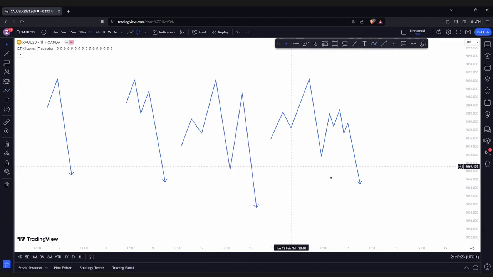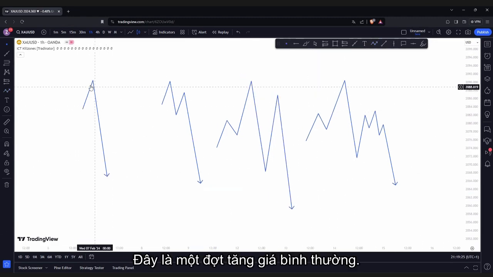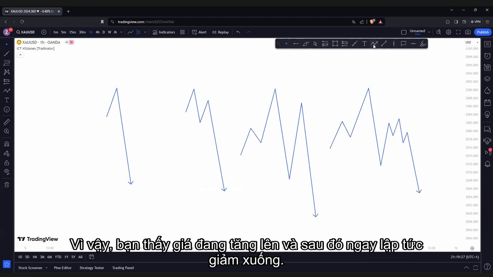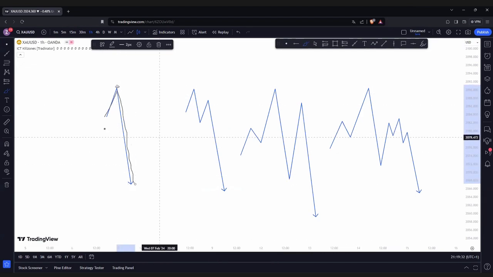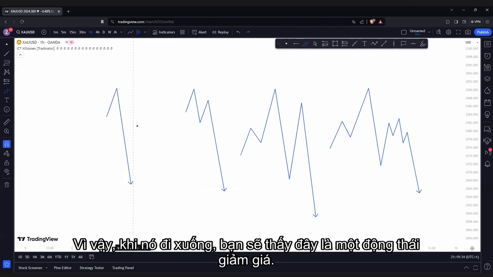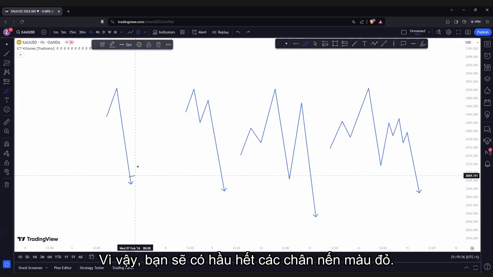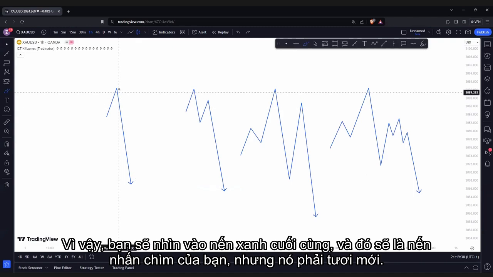Okay, so what's this? This is a normal rally in price. So you see price is going up and then instantly goes down. So while it goes down, you see this is a bearish move, so you're going to have mostly red candlesticks. So you're going to look at the last green candlestick, and that is going to be your engulfing, but it has to be fresh.